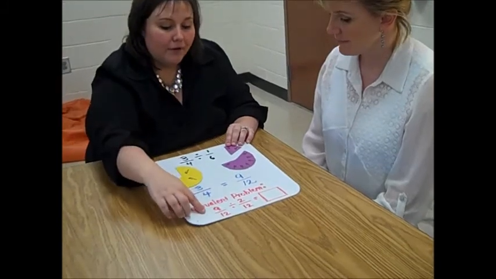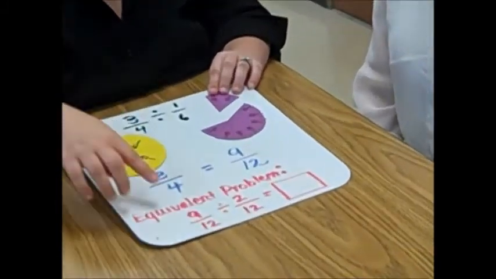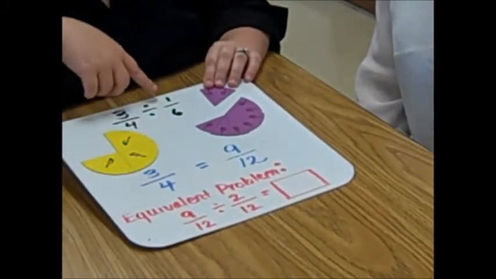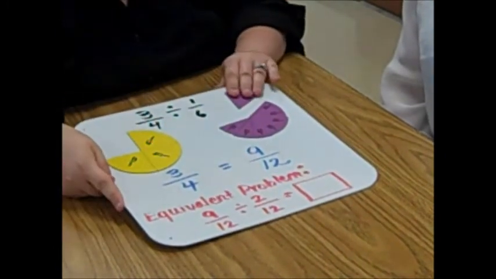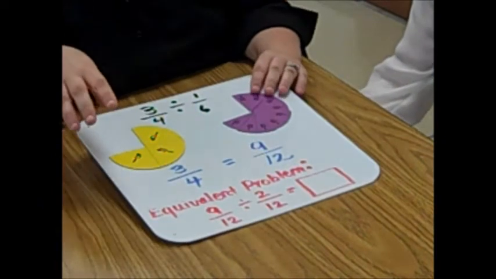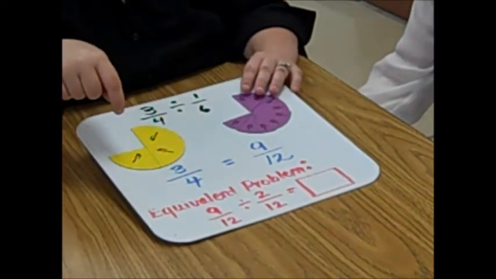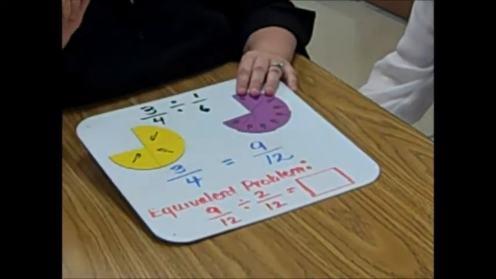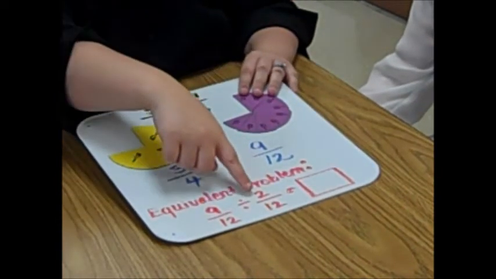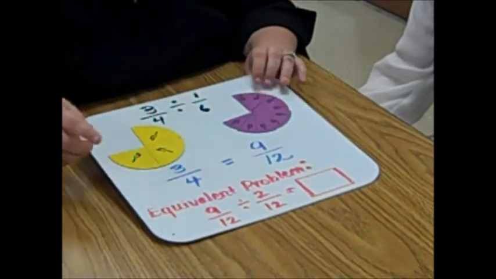At the bottom of my board, I have replaced 3/4 with 9/12, and I have replaced 1/6 with 2/12, because those are equivalent problems. As I begin to solve the problem to find the quotient, I'm going to use my equivalent problem because now I have the common denominators at the bottom. I want to know how many 2/12 are in 9/12.